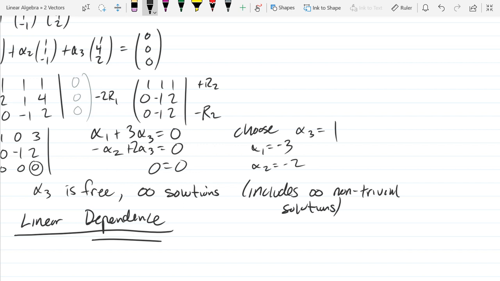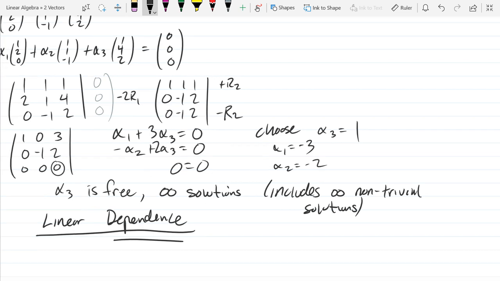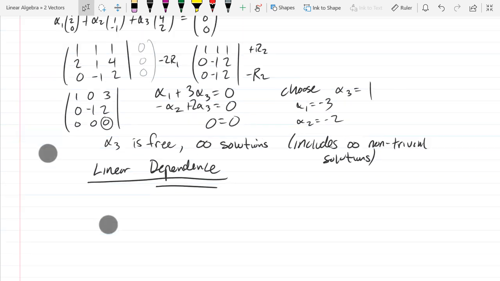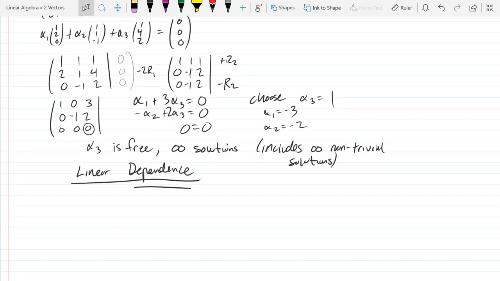And so you can pick whatever value you want for alpha 3 and get a different solution. If I had two free variables, I could not only pick alpha 3, I could pick alpha 2 as well. I'd have more choice here. And if I had three free variables, I could just pick anything I wanted. But the only way to have three free variables is if I had the equation 0 = 0. All right, so that is linear independence and dependence.